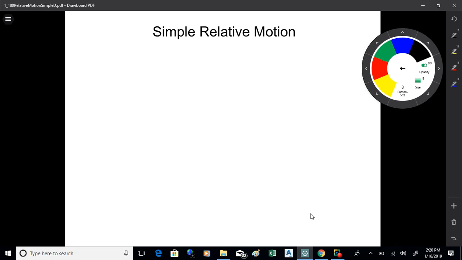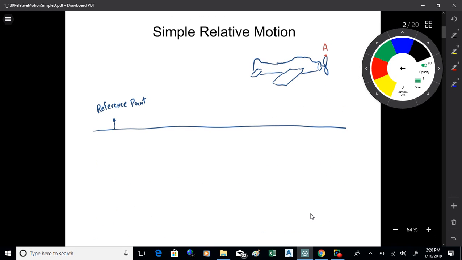So let's look at an airplane that's flying, and let's have a fixed point on the ground, the reference point on the left, and let's look at the motion of the tip of this propeller on the airplane with respect to this reference point back here. All right, now that's going to be a pretty complex motion to describe, so the way to handle that is to break it down into simpler steps.